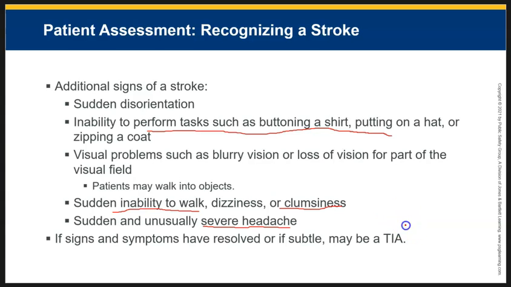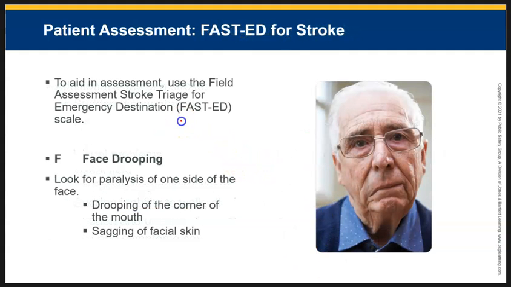If the symptoms have resolved, then we get that lesser idea of a transient ischemic attack, where we had a brain blockage that resolved itself. Now, to help with our assessment, we can use this mnemonic device, FAST-ED. We're going to look for F, face drooping. This is part of that hemiparalysis, and it's just specific to the facial muscles. We can see drooping of the corner of the mouth and sagging of the facial skin, that kind of loss of the tone of the skin on that side.